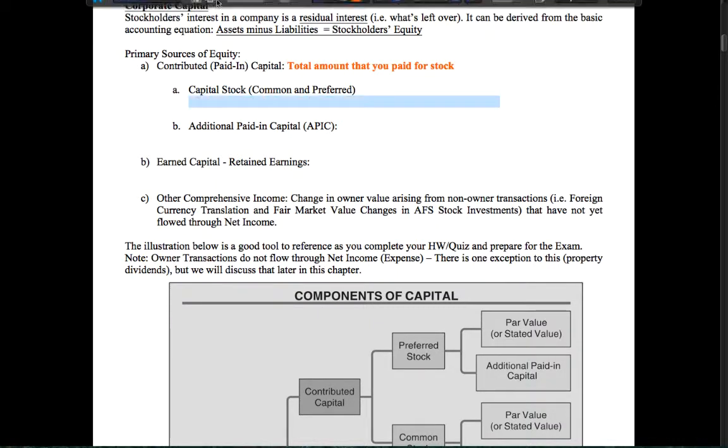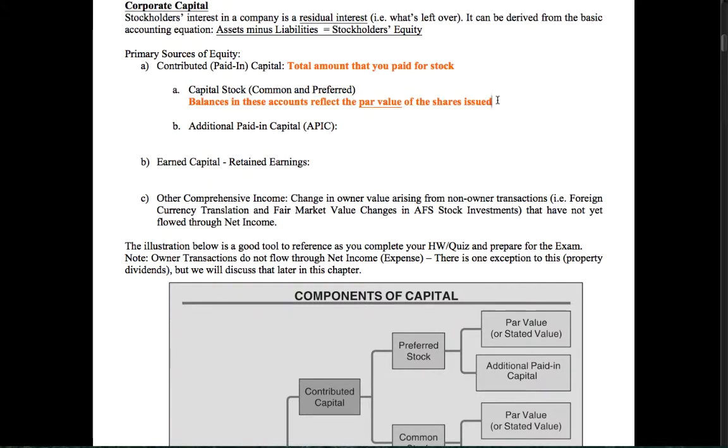First, the capital stock refers to the balances in the account that reflect the par value of the shares issued. So, for example, in the circumstance where you paid $50 for one share, assume that the par value of that share was $10. Therefore, $10 of your 50 is recorded into the capital stock common stock account. The remaining $40, the difference between what you paid at 50 and the $10 recorded into capital stock, is reflected in additional paid in capital.